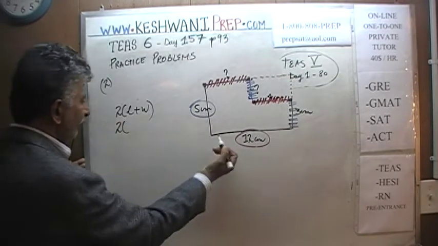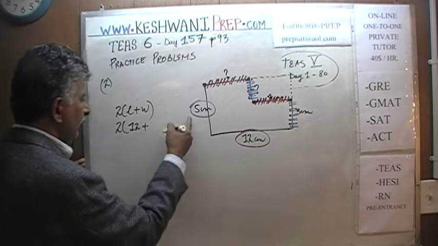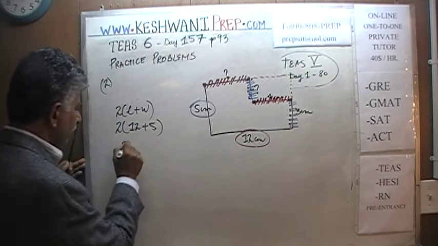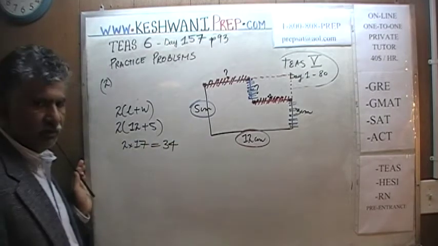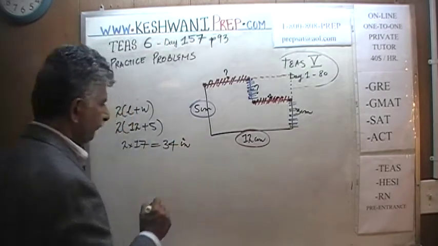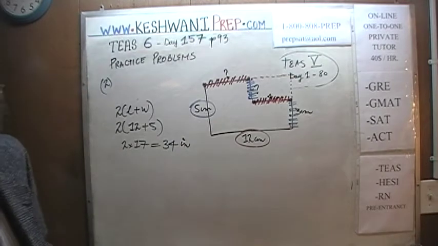Length is 12 inches, width is 5 inches. So it's simply 2 times 17. 2 times 17 is 34. 34 what? What's the unit? 34 inches.